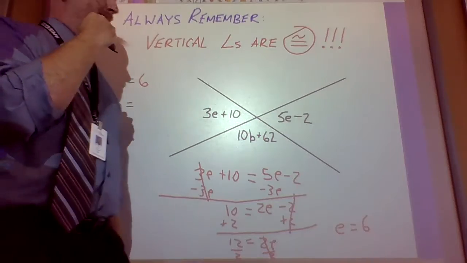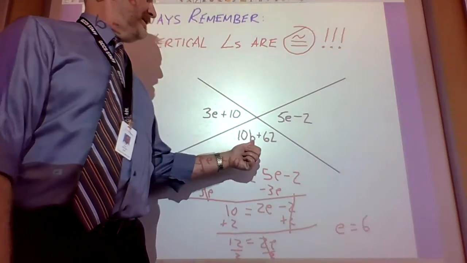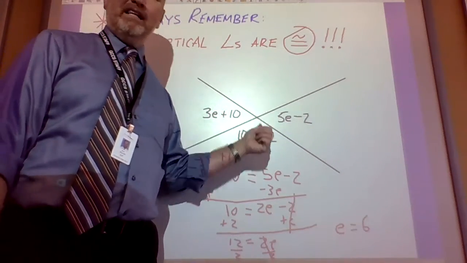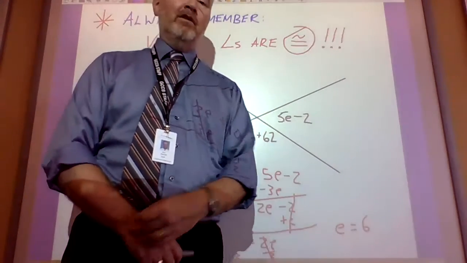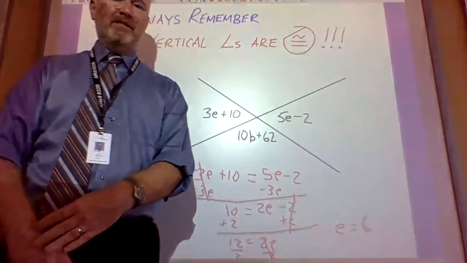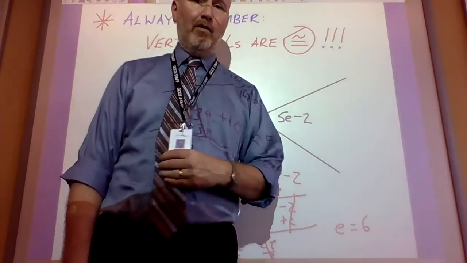Now, but Mr. Metcalf, how are we going to find b? Because you don't have any markings on his vertical partner. All right. Well, that's because there's really two relationships that I need you all to know are not going to go away.